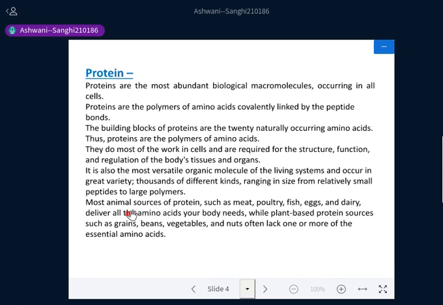Animal sources of proteins are meat, poultry, fish, eggs and dairy products. Plant based protein sources are grains, beans, vegetables and nuts, etc.